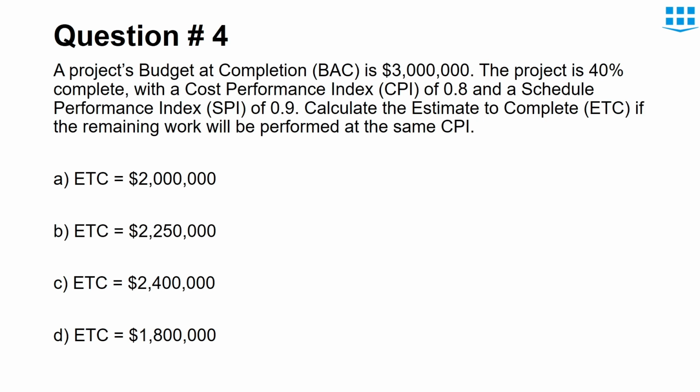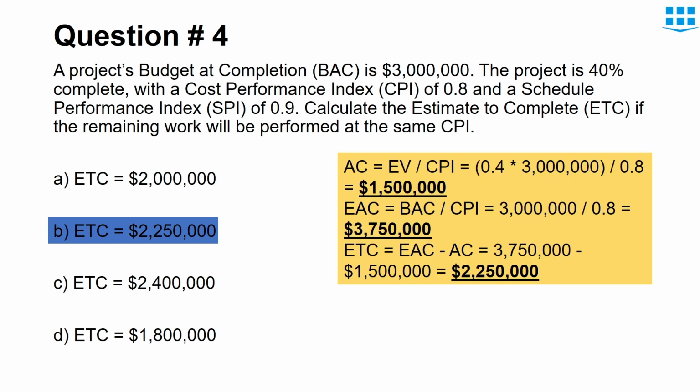Next question is about ETC, estimate to complete. You can again use the formula of ETC to find the value. There is a simple tip for you. In order to find ETC, you will first need to find actual cost and estimate at completion. So these two terms will be used in the ETC formula. You can pause the video now and calculate the value of ETC. So the right answer is B. ETC equals $2,250,000.